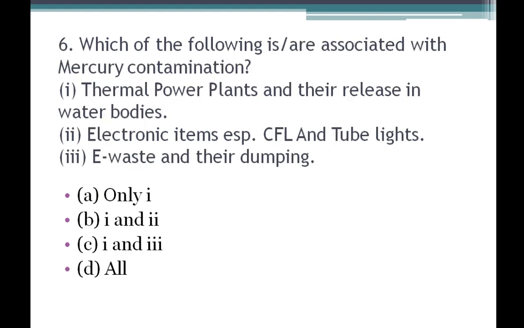Question number 6. Which of the following is or are associated with mercury contamination? Number 1. Thermal power plants and their release in water bodies. Number 2. Electronic items, especially CFL and tube lights. Number 3. E-waste and their dumping. So the correct option is option D, that is all of the above.